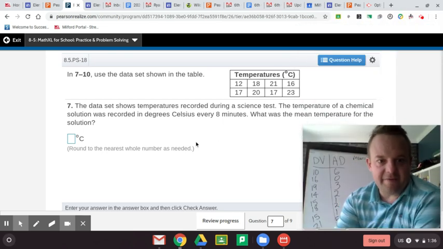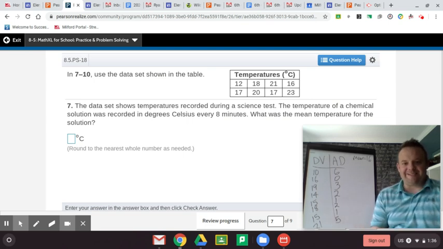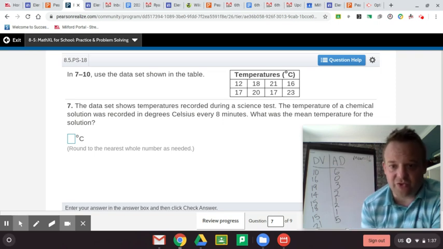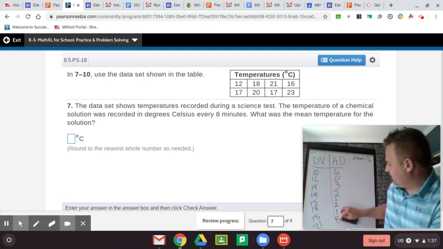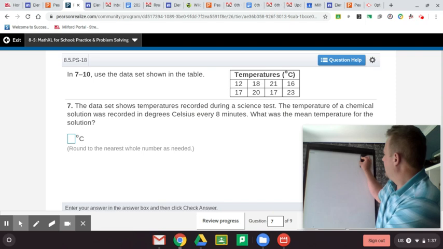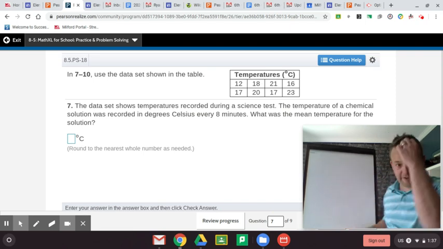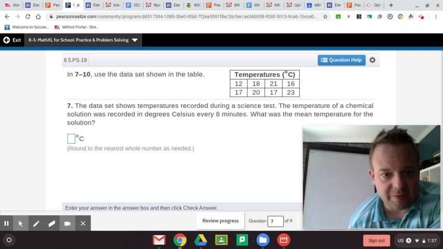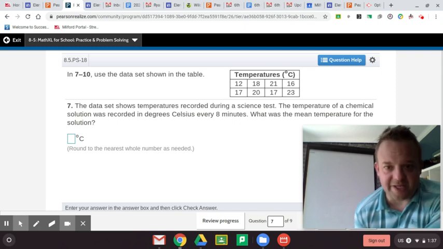The data value shows temperatures recorded during a science test. The temperature of a chemical solution was recorded in degrees Celsius every 8 minutes. What was the mean temperature for the solution? Let's take a look. All right, guys, here we go. Temperature of the chemical solution every 8 minutes. What's the mean? So we're going to find the mean.